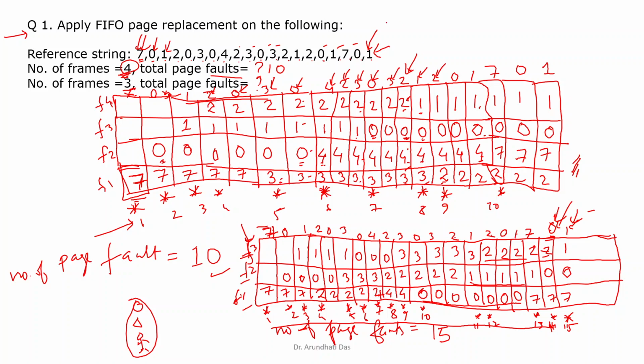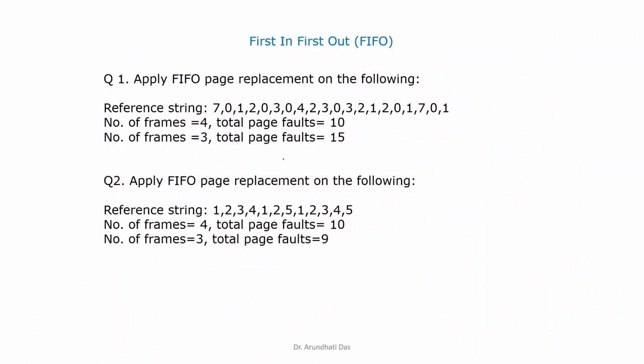This is all about FIFO. Next we'll see, this is 10 then 15, another reference string also I have given, and you have to count the total page faults, you do it by yourself.